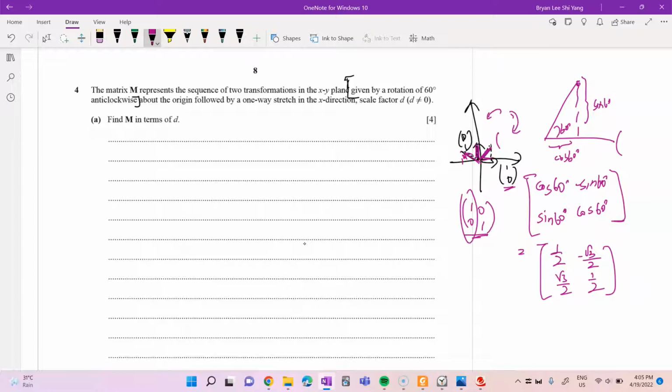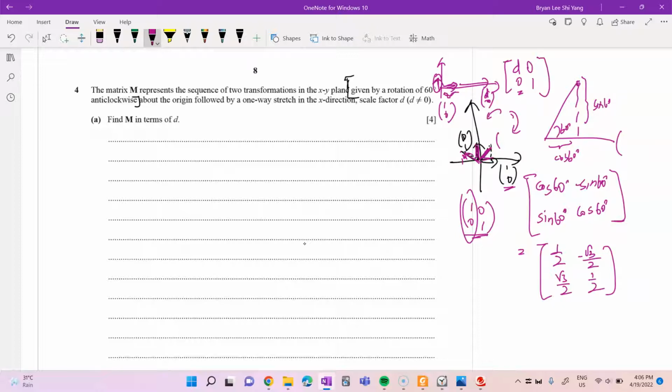And then the next transformation is followed by a one-way stretch in the x direction, scale factor d. So let's say I have something like this. This is originally what I have. The y-axis remains unchanged, but if this were my x unit vector, I'll stretch it by a factor of d. So this (1, 0) will become (d, 0). So we would have the second column as (0, 1), since the y unit vector is unchanged.